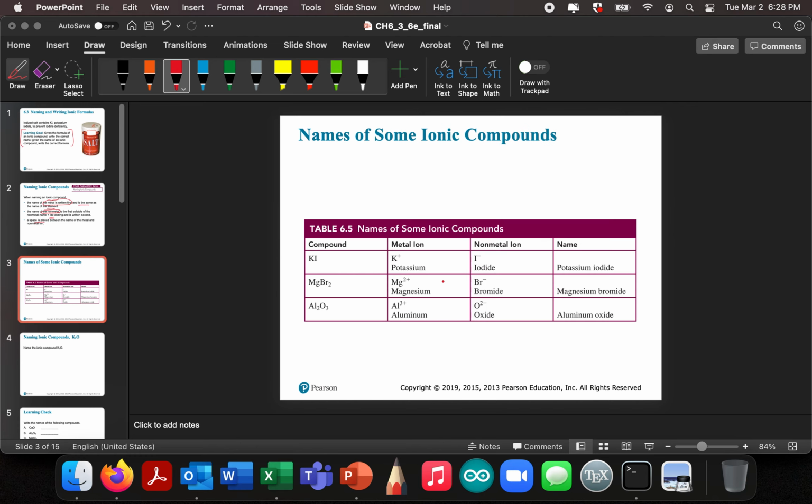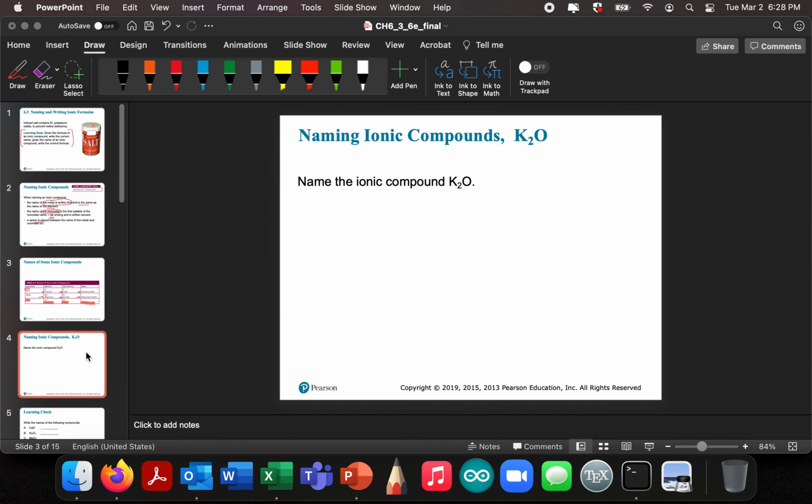So here are some examples. The metal is always going to be given first. The metal is potassium, and the nonmetal is iodide, so its name is potassium iodide. Magnesium is the metal, bromide is the nonmetal, so its name is magnesium bromide. Aluminum is the metal, oxide is the nonmetal, so its name is aluminum oxide. It's that simple.